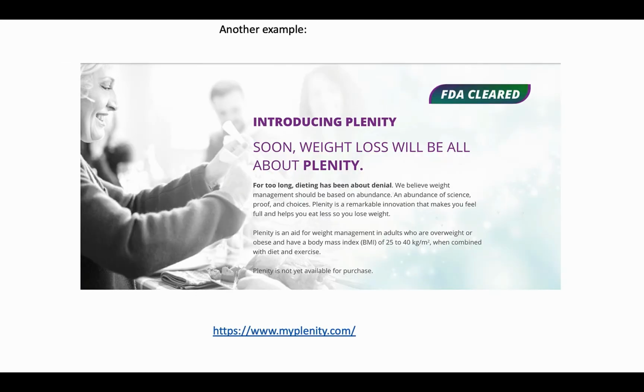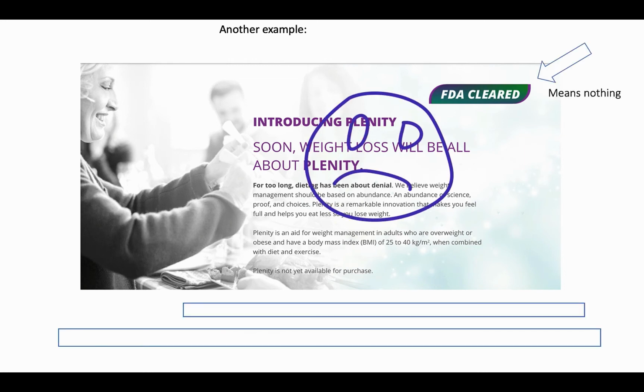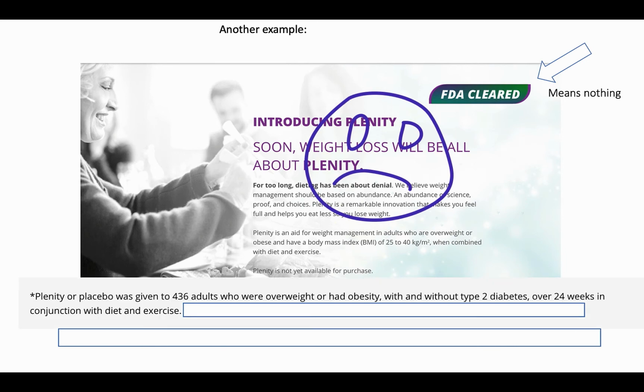Another example, here's a drug called Plenity that's supposed to be for weight loss. If you go to the website, you'll see all this exciting information, all this wonderful information on how much weight loss, 50% more weight loss actually, in the group that takes the Plenity. Well, first of all, let's look at this. FDA cleared doesn't mean anything.